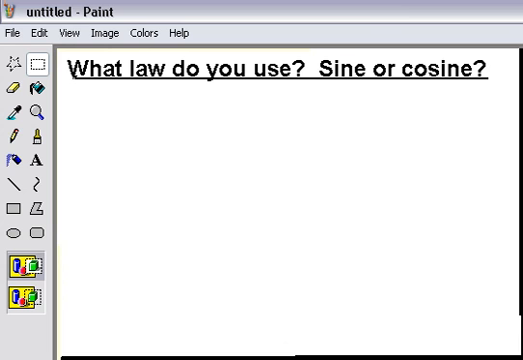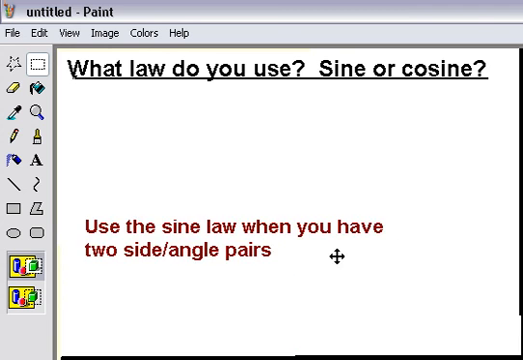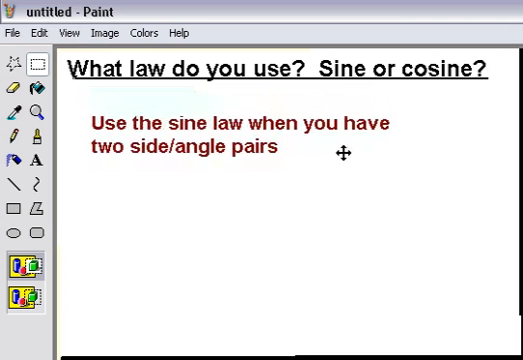Okay, so the summary for the sine law is, and you can write this down if you would like, you use the sine law when you have two side angle pairs. Okay, so two side angles that are across from each other, and you can just put that into the law.